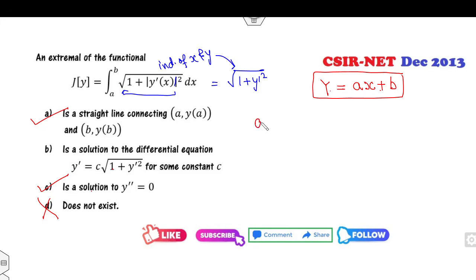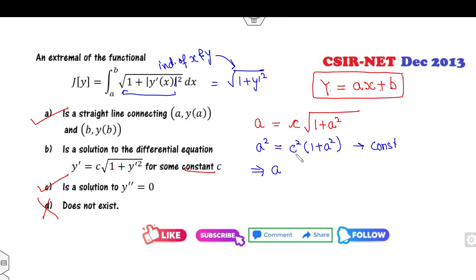So the left hand side is a, and the right hand side is c, my any constant, into the square root of 1 plus y dash square. Clearly, if you square them, it's a square equals c square into 1 plus a square. Here a and b are constants, and c is also a constant. So I can particularly choose the constant c so that these two equations are the same. Yes, because you can see this number is over 1 minus c square. So this equation is satisfied, and therefore this option is also correct.